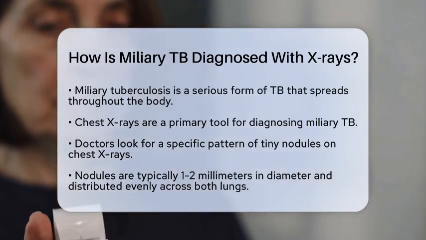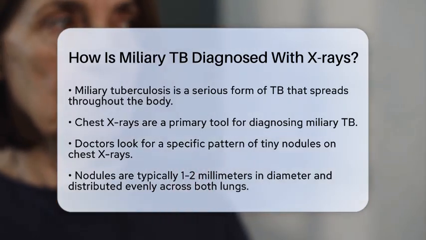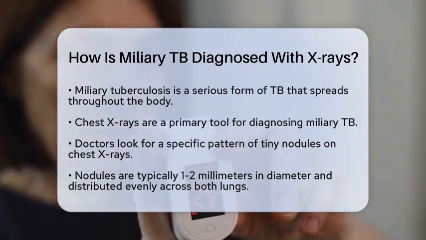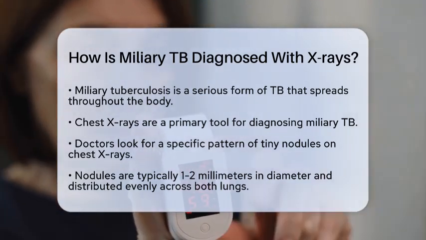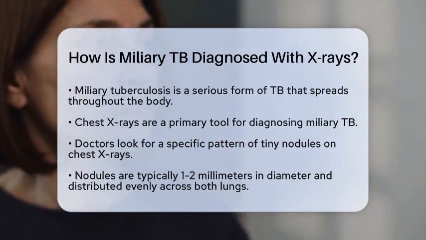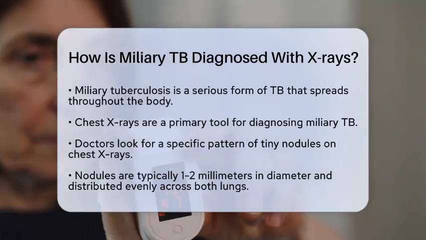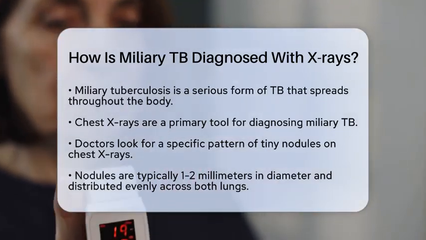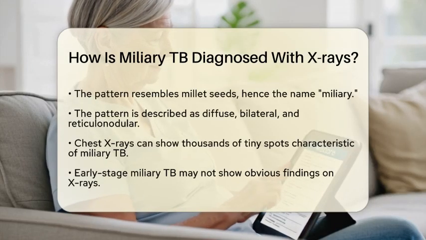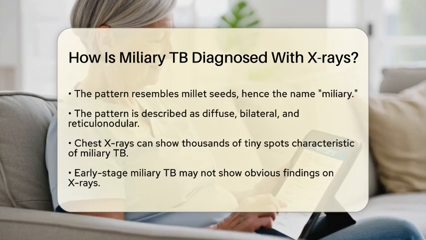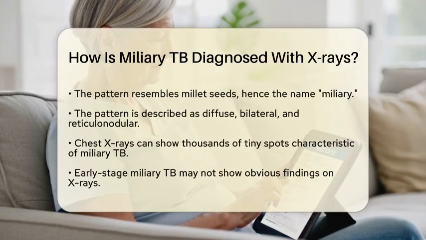One of the key tools in diagnosing this condition is the chest X-ray. When doctors look at a chest X-ray for miliary TB, they are searching for a specific pattern. The most notable feature is the presence of numerous tiny nodules, each measuring about 1 to 2 millimeters in diameter. These nodules are spread evenly across both lungs, creating a pattern that resembles millet seeds, which is how the term miliary came about. This pattern is described as diffuse, bilateral, and reticulonodular, meaning the small spots are distributed uniformly and form a fine network across the lung areas.